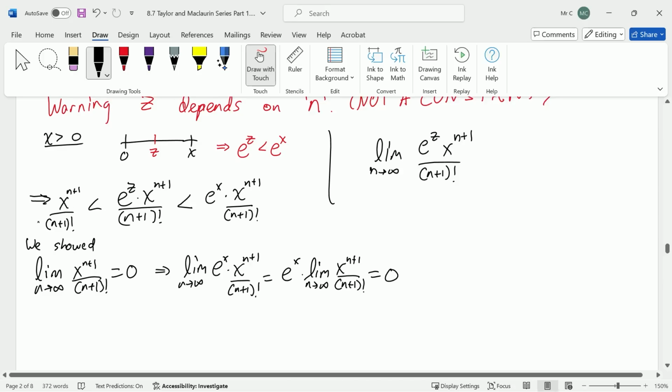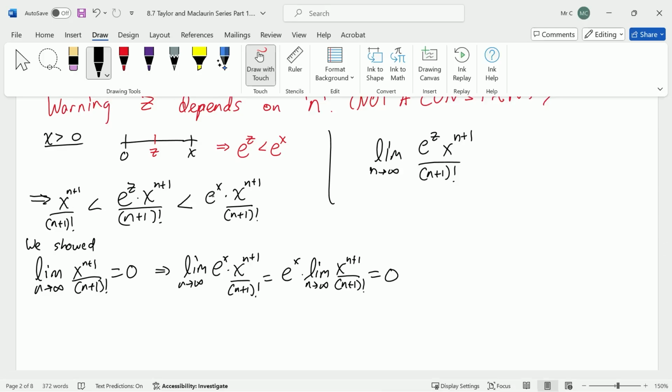So the limit of the left side of the inequality and the right side of the inequality are both 0, and that implies that the limit as n goes to infinity of e to the z times x to the n plus 1 over n plus 1 factorial is 0 by the squeeze theorem.